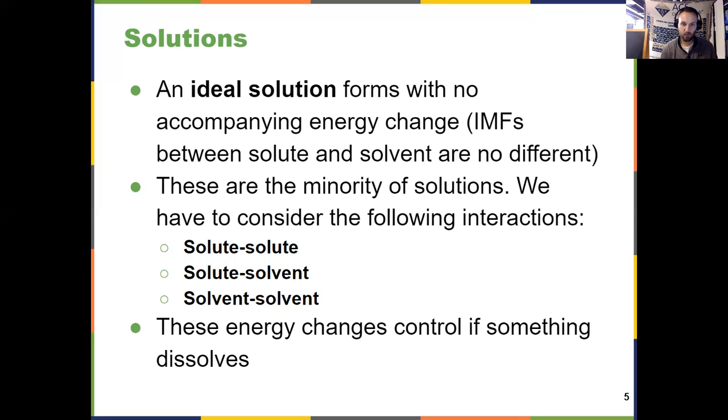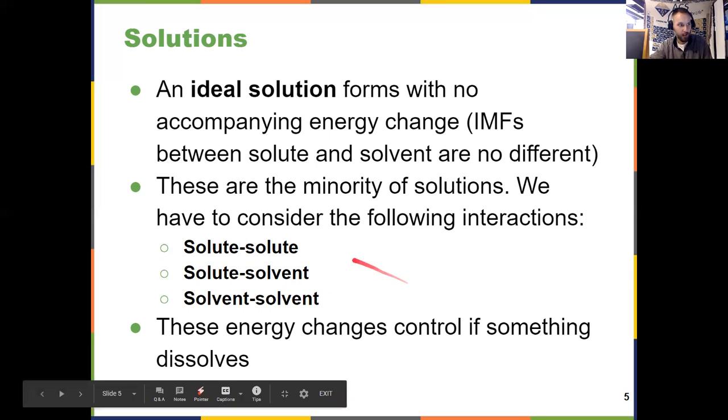Okay, meaning we formed a solution and the IMF, the intermolecular forces between the solute and the solvent are identical to one another. So say it's hydrogen bonding. Right, we have the same degree of hydrogen bonding in the solute as we do in the solvent. Right? But that's not really going to happen because we've got a bunch of different interactions that are going on. Right?